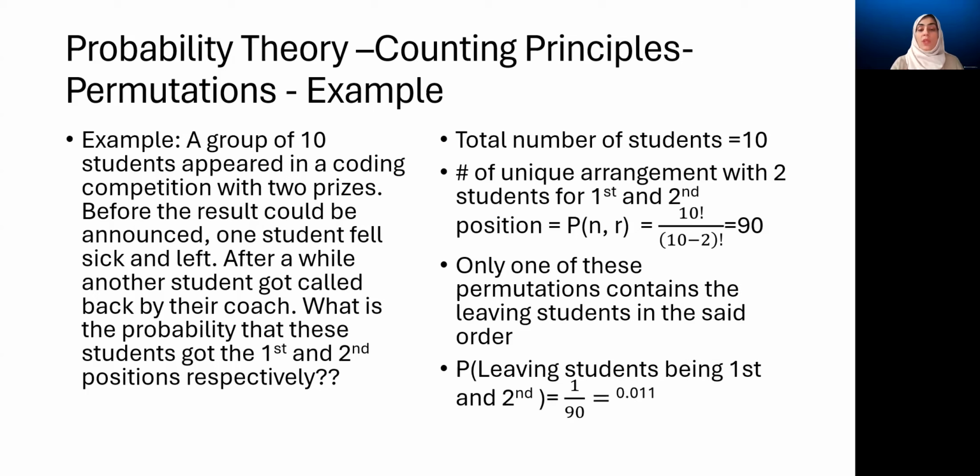So here, we compute the probability. Since each of these arrangements is equally likely, the probability of each one of them is 1 over 90. And this particular arrangement that we are interested in is, again, a single instance. So we get the probability of this event, that exactly these 2 students were the winners of this competition, is 1 divided by 90, which is 0.011. Or in percentage, it is just a 1.1% chance that these two students were the winners of the competition.